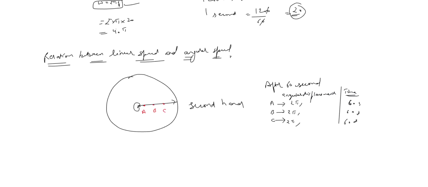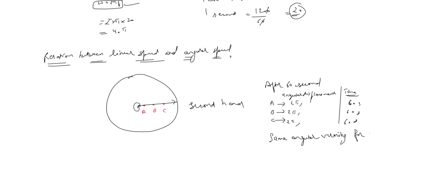So this means all the particles have the same angular velocity, because angular velocity is 2 pi over capital T, or angular displacement by time taken. So same angular velocity for A, B, C.